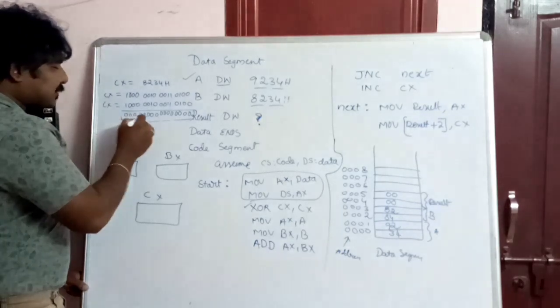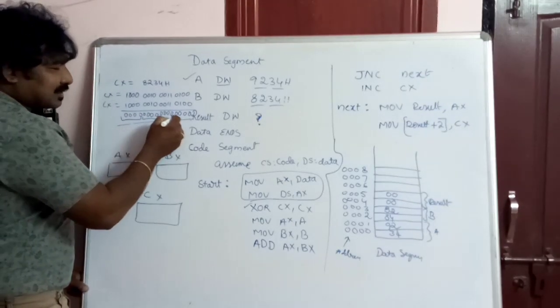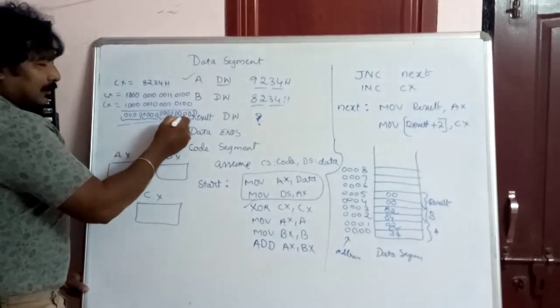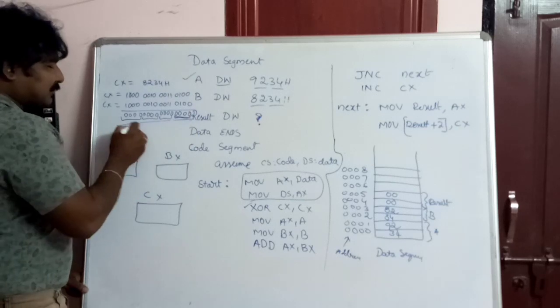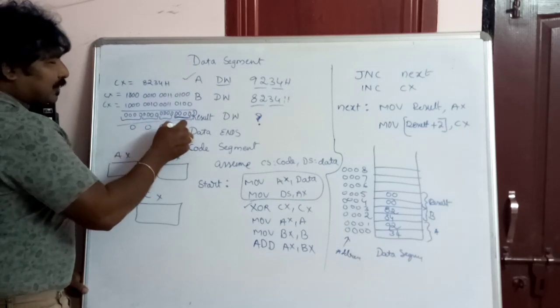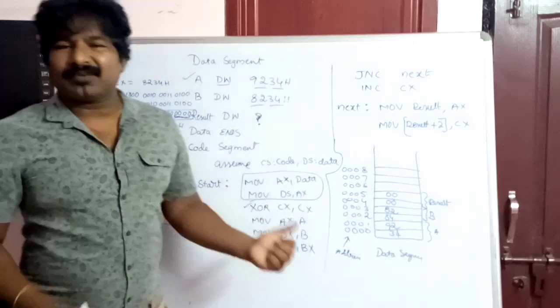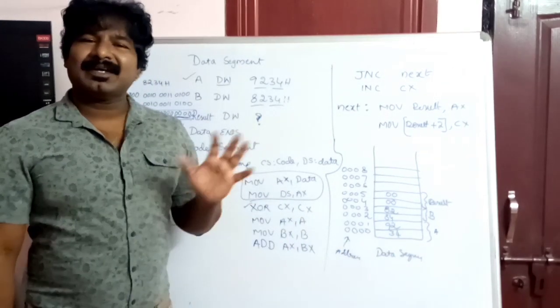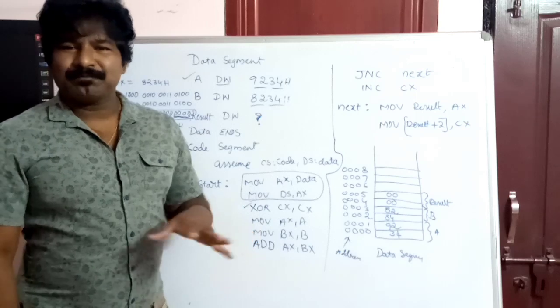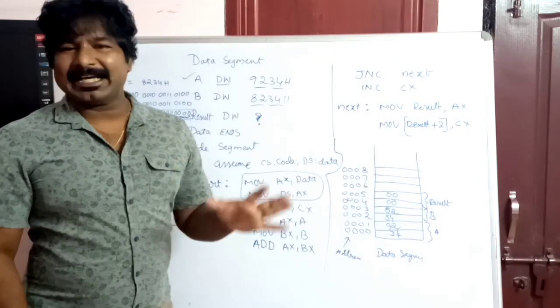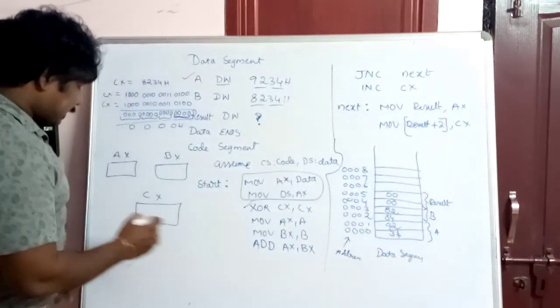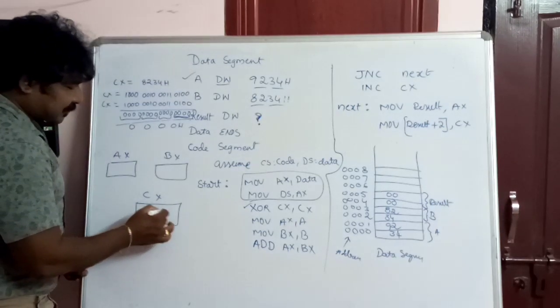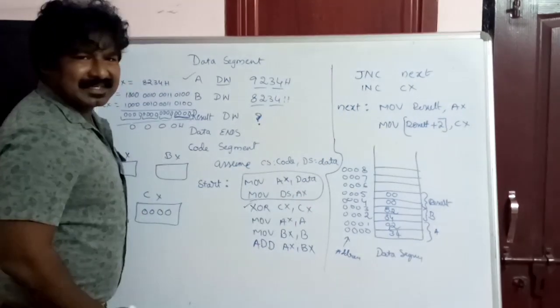So all zeros means if you take 4 digits as a group, then this will give 4 zeros. That is the reason why we are performing the exclusive OR operation. When you perform exclusive OR on the same register, that will clear all its contents. So my CX has become all zeros. That is the exclusive OR CX.